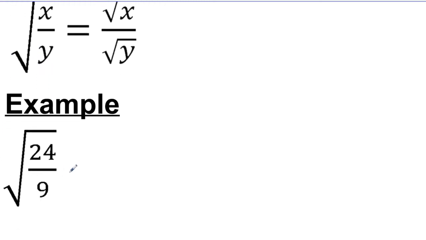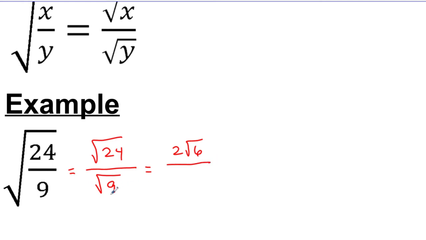So for an example like this, instead of being one big fraction under the radical, I can say this is the same as the square root of 24 over the square root of 9. And then I'm going to simplify each of these as their own separate problems. I could say the square root of 24 is really 2 root 6, and the square root of 9 is just 3, and I can get my answer like that.